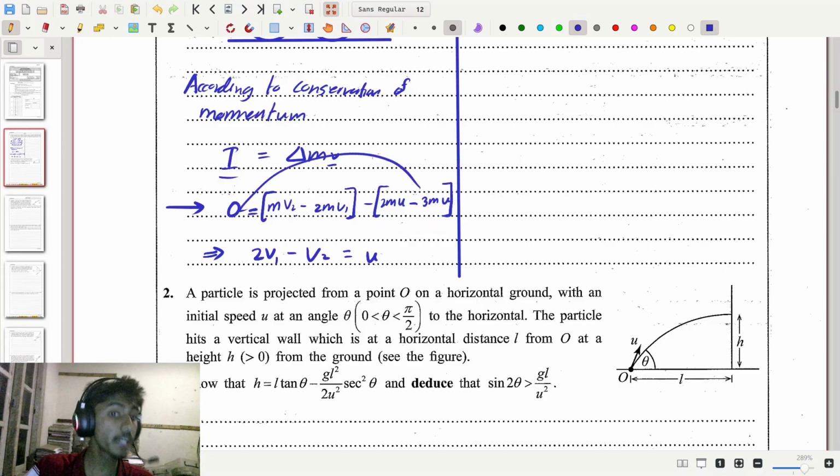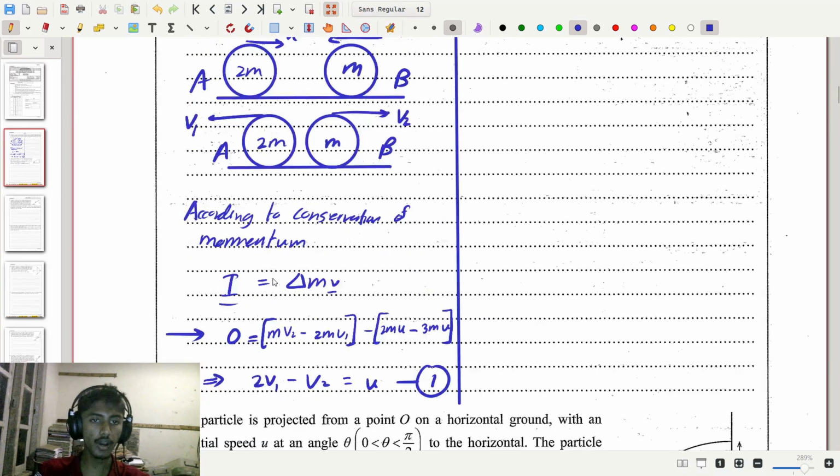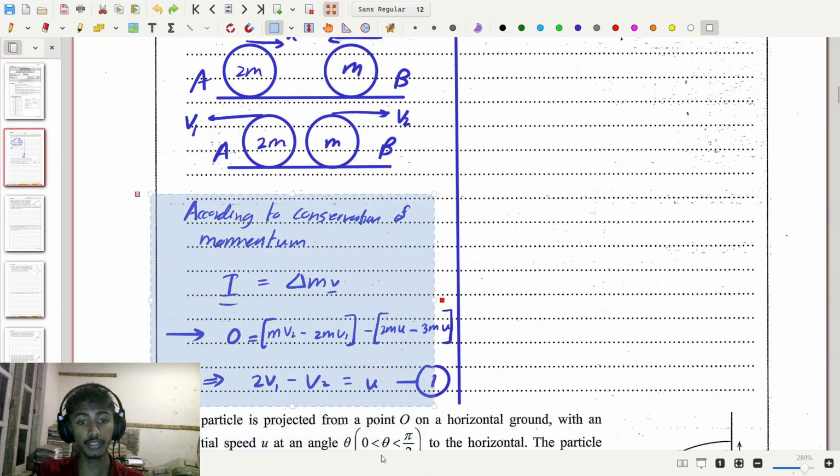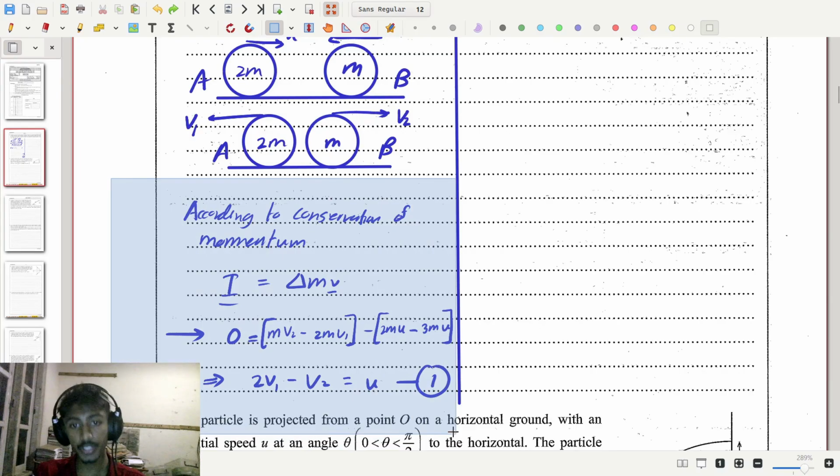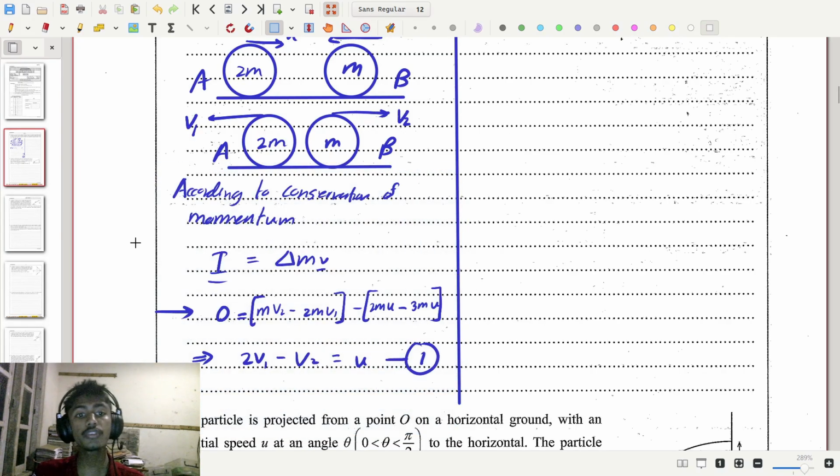If we multiply it by negative 1, we're going to get u equal 2mv1 minus mv2, and simplifying that we get this. I'm going to call this equation number 1. Now equation number 1 was found using conservation of momentum. We can also find another equation like this by using Newton's law of restitution.